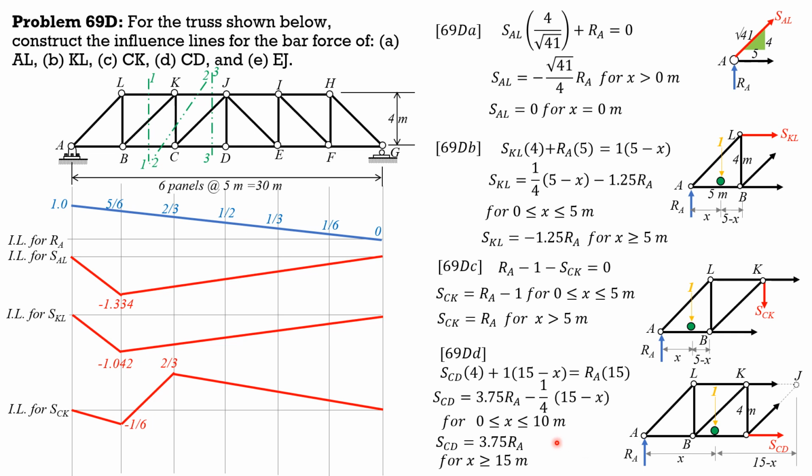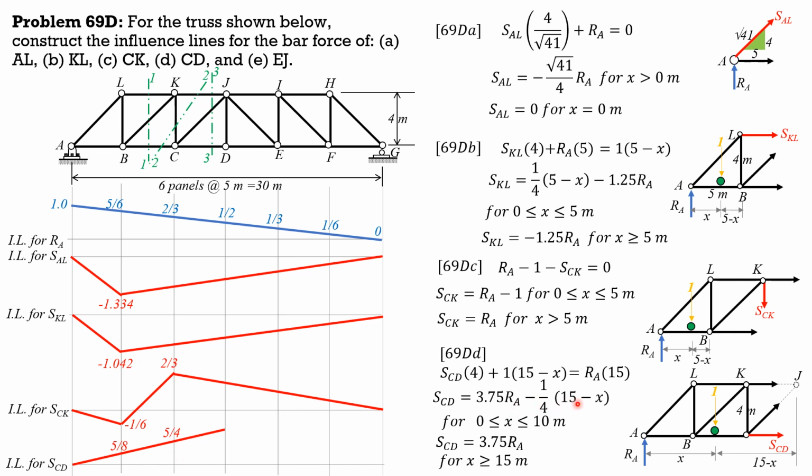So when x is 10, this is the formula: 3.75 of 2/3 minus 1/4 of (15 minus 10), which is 5, so minus 5/4. And when x is 5, substitute in this formula: 3.75 of 5/6. When x is 5, Ra is 5/6. Then minus 1/4 of (15 minus 5), or minus 10/4. So you get 5/8. When x is 10, 3.75 of 2/3 minus 1/4 of 5, you get 5/4.